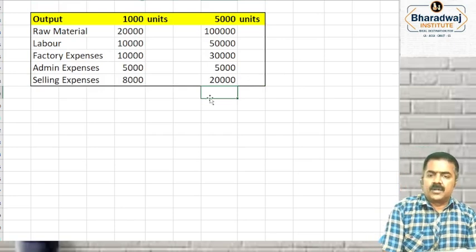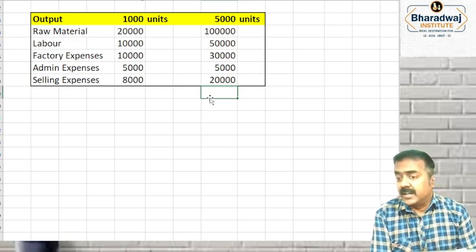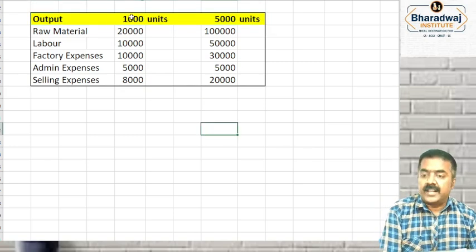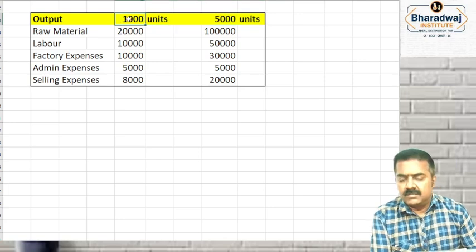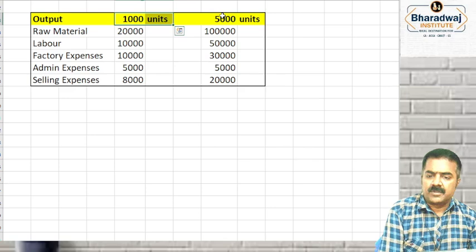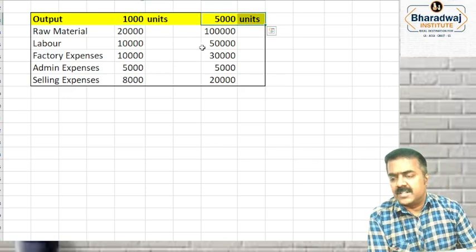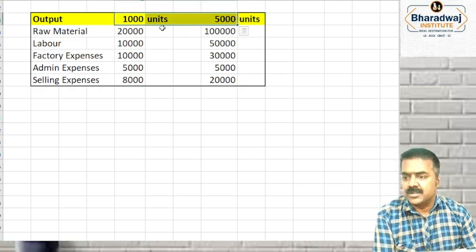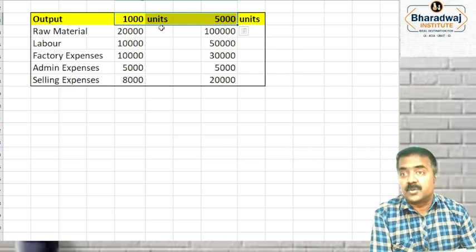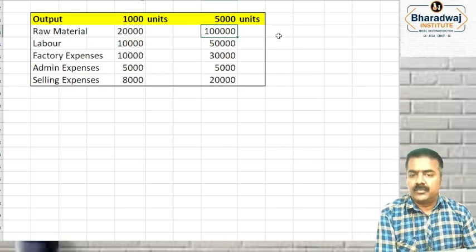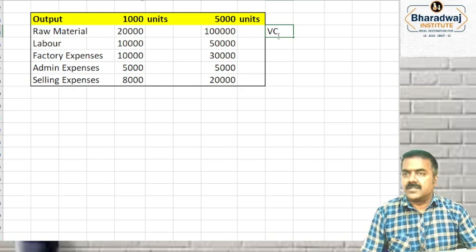Output has increased from 1000 units to how many units? 5000 units. How many times increase in the output? 5 times. Let's assume it is first month and this is second month, or first year or second year, like that. So whichever changes by 5 times is variable cost. Output changes 5 times, and the cost changes directly. So whichever changes by 5 times, we call it as which one? Variable cost. Look at raw material cost, 20,000 to 1 lakh. It became what? 5 times changed. It becomes which one? Variable cost.